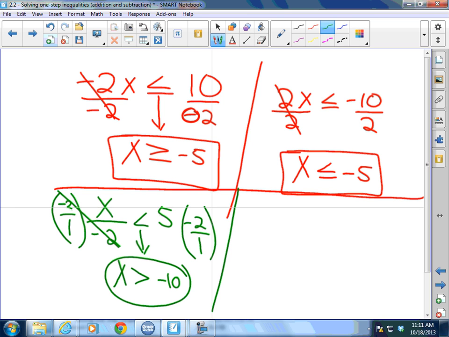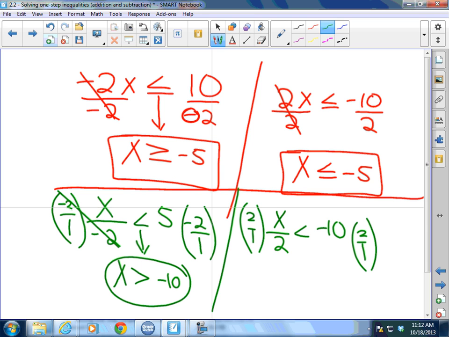Now, let me just show you what happens when I multiply to a negative. If I have x over 2 is greater than negative 10, actually let's leave it as it was before, less than. I'm still going to multiply by 2 over 1 to get my x alone, because I get rid of division with multiplication. I multiply by the reciprocal. Cancel that bad boy. This time I divided to a negative. So does my sign flip? No. Whoever said yes, please be careful. It only flips when you divide or multiply by a negative, not to a negative.